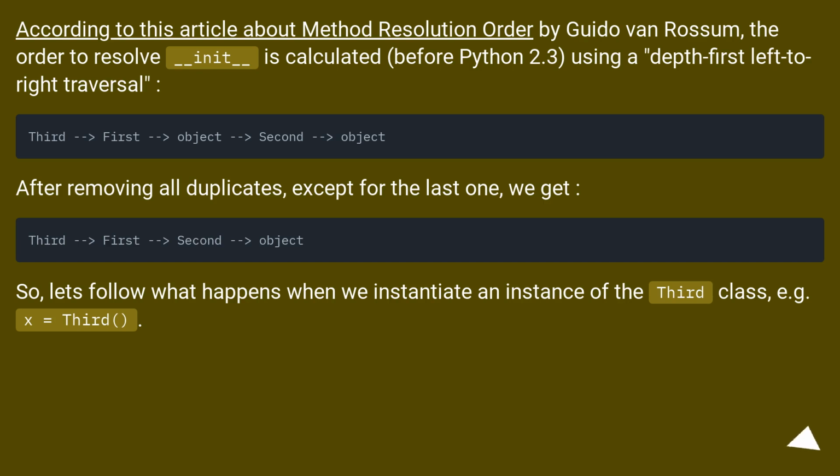According to this article about method resolution order by Guido van Rossum, the order to resolve __init__ is calculated, before Python 2.3, using a depth first left to right traversal. After removing all duplicates, except for the last one, we get this. So, let's follow what happens when we instantiate an instance of the Third class, for example x = Third().